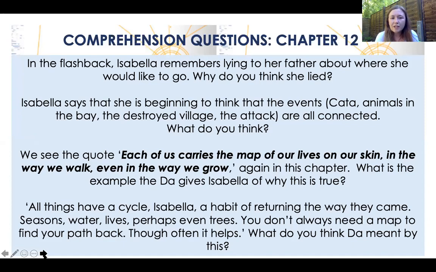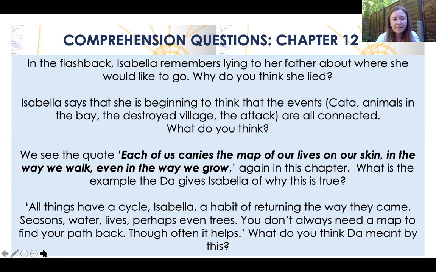We see the quote, each of us carries the map of our lives on our skin, in the way we walk, even in the way we grow, again in this chapter. But it's slightly different. It's given a little bit more of a context here. What is the example that Dar gives Isabella of why this is true?